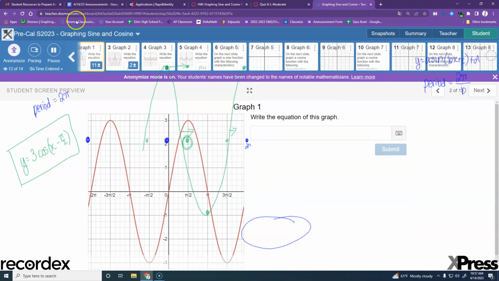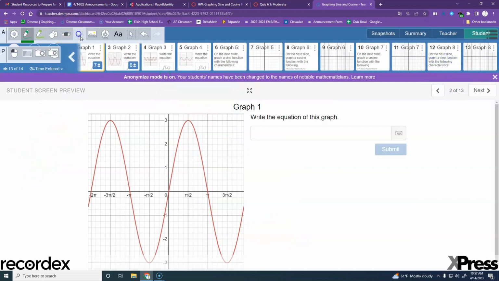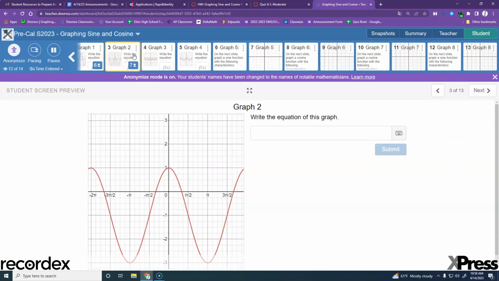Student view again. Let me get rid of all my scribbling. Okay. I haven't gone to the next one yet, have I? All right. Here is our next one. New graph.